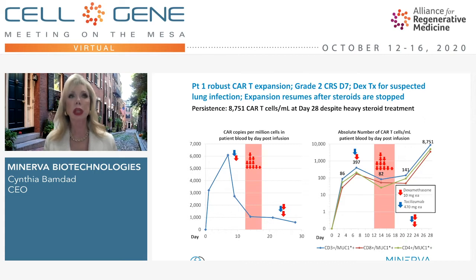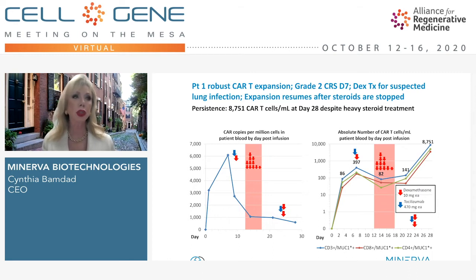The first patient had a grade 2 CRS. Unfortunately, this patient had her cancer progress through 15 different lines of chemotherapy. She was very brave. Actually, she did very well on this. But during the 28-day evaluation period, she had a lung infection from a permanent catheter that she had in her lung. So she had to be dosed with steroids. And those steroids, dexamethasone, suppress CAR T cell expansion.